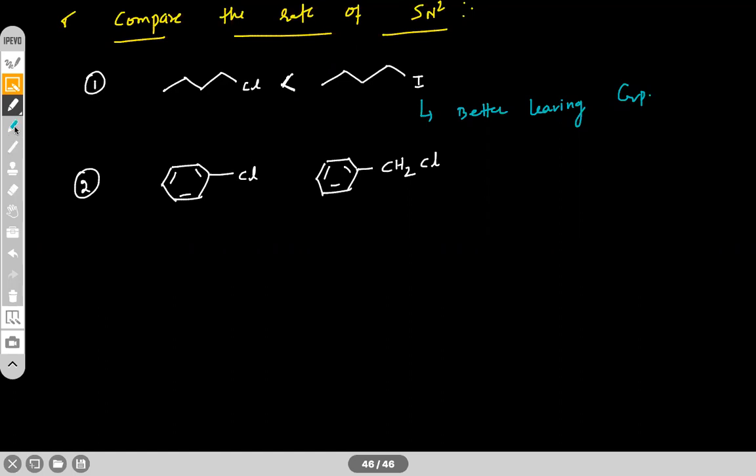when an alkyl halide is attached directly with the ring, the benzene ring, we call it an aryl halide, the general name. This molecule particularly is aryl chloride. The general name is aryl halide. Now in aryl halide, the carbon and halogen bond is difficult to break.